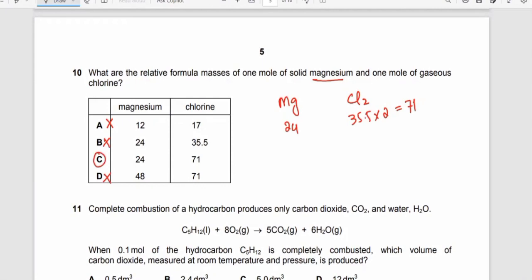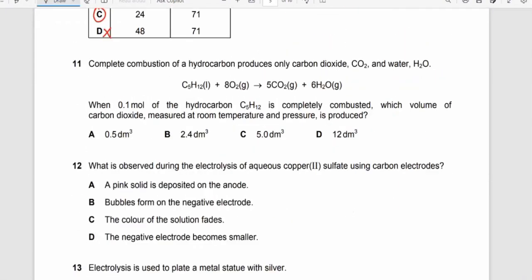Complete combustion of a hydrocarbon produces only carbon dioxide and water. Okay, and this is related to stoichiometry, and we can easily do it. When 0.1 mole of hydrocarbon is completely combusted, which volume of carbon dioxide is measured at room temperature and pressure? We take here the ratio method. We have to find the volume of the carbon dioxide produced by the combustion of this number of moles.